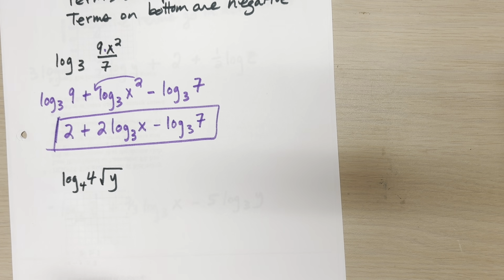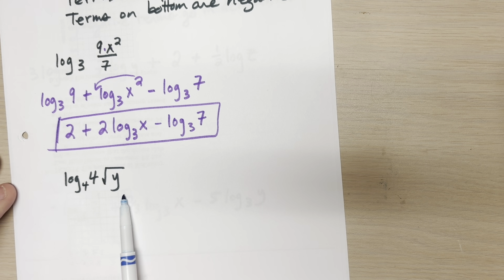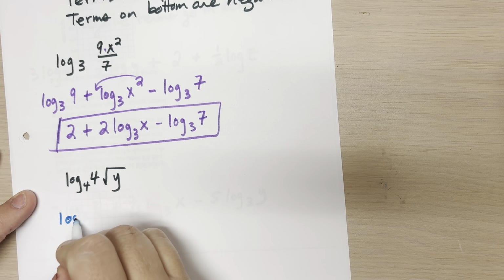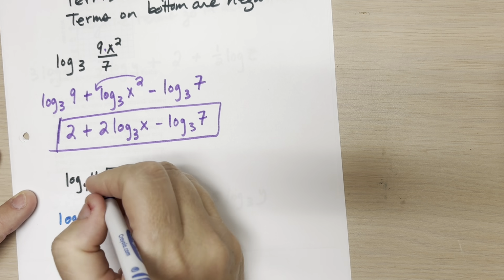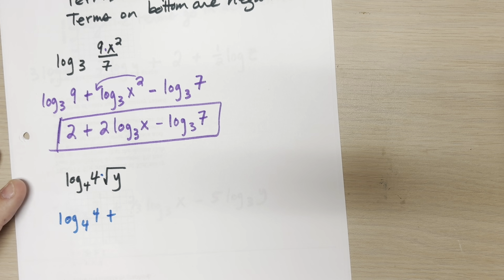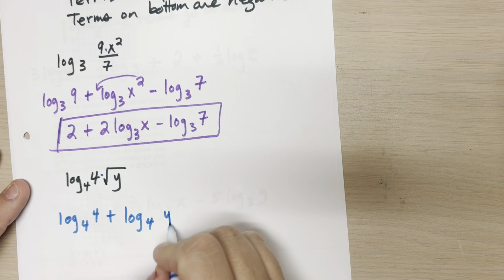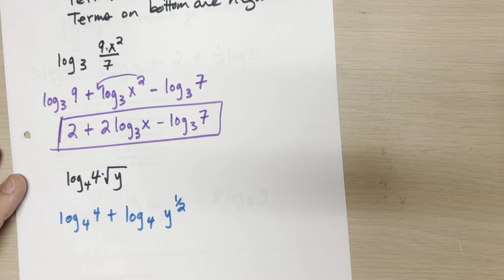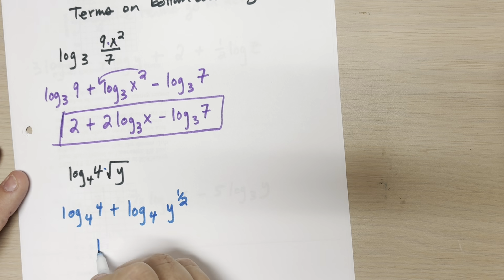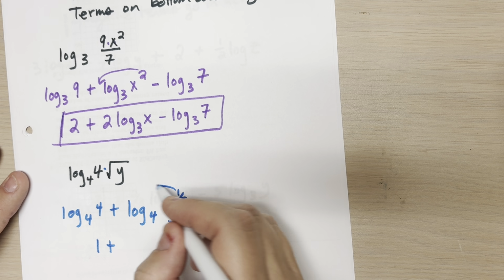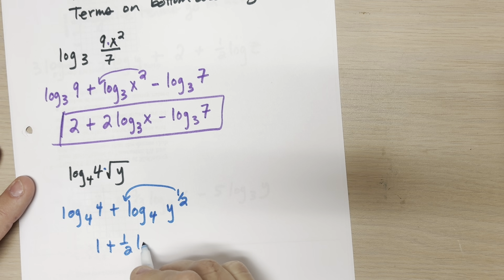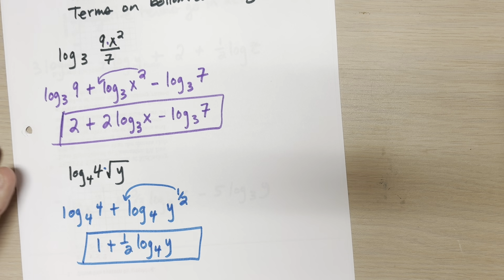All right, let's try another one. We've got log base 4 of 4 times the square root of y. Okay, so I'm going to first split this up into log base 4 of 4. This is times that, so we're going to split it with addition. Log base 4 of the square root of y. Now remember that we can't have this as a radical, so I'm going to rewrite that as y to the 1/2 power. Log base 4 of 4 is 1. The 1/2 power has to come in front. 1/2 log base 4 of y. And there we go.